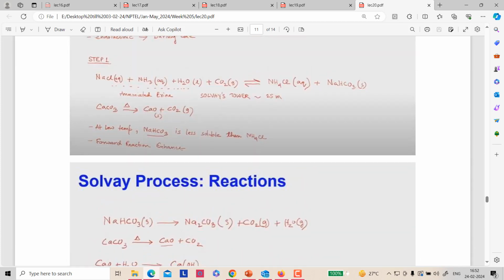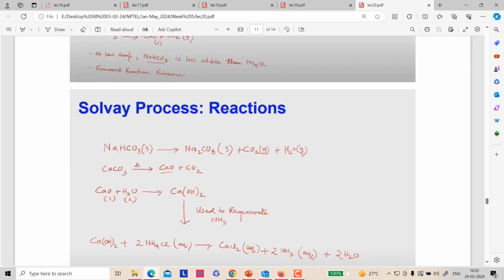And we have already decomposed the CaCO3. This CaO is now mixed with the water. Here water is produced. CaO is in solid phase and H2O is in liquid phase. So these two can react and produce calcium hydroxide. This is Ca(OH)2.